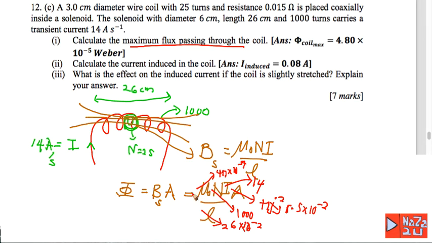So with all the values here, you can use the calculator to find the value of the maximum flux passing through the coil at the center inside the solenoid. Using the calculator, this is 4.8 exponent minus 5, and the unit is Weber, right? So this is the flux, maximum flux.